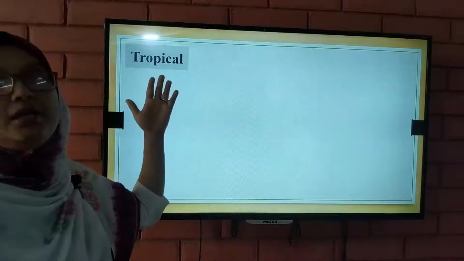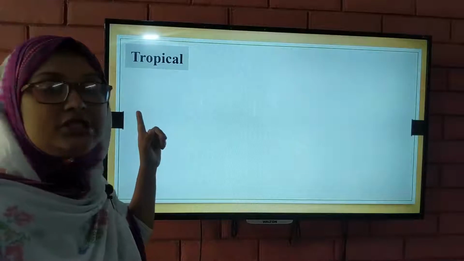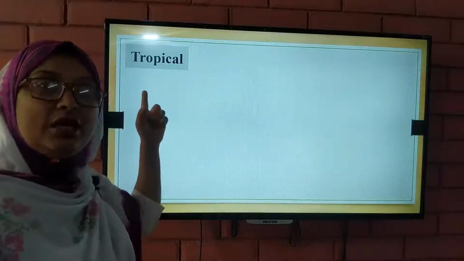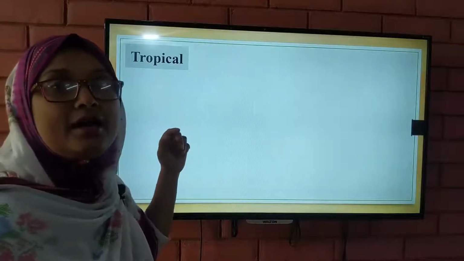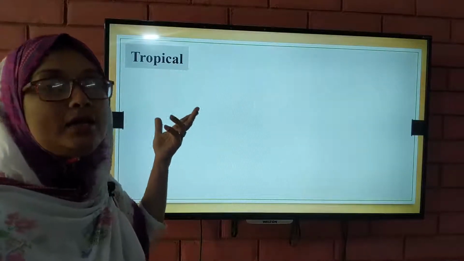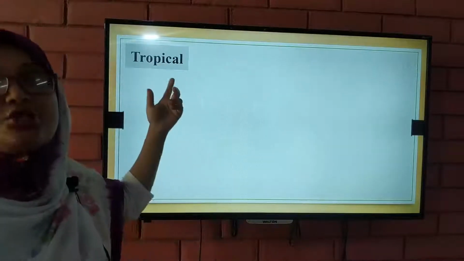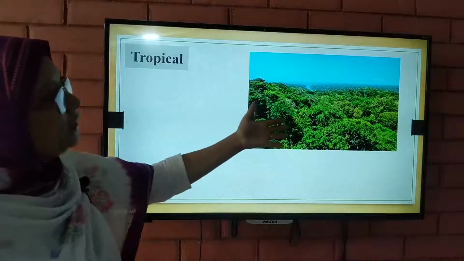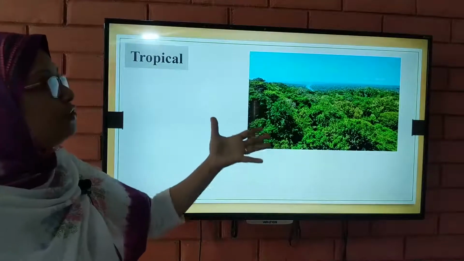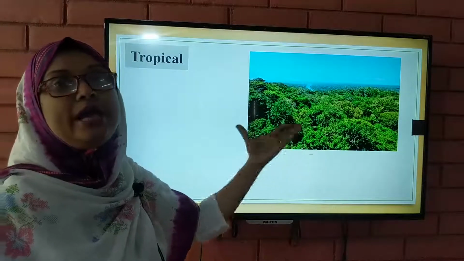Now our next word is tropical. Tropical. This is T, not T. Okay. So this is T, this is P, and this is C for cup. Tropical. So this is tropical. And now look at the picture. This is a tropical environment, a tropical area.